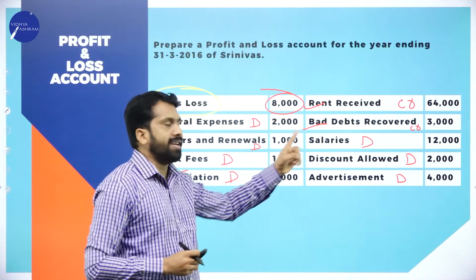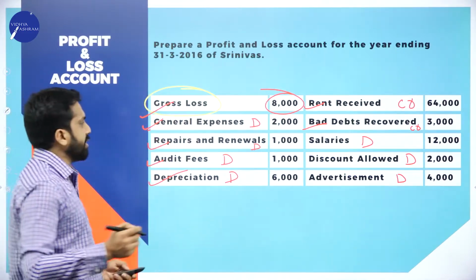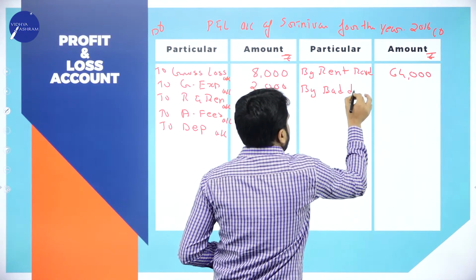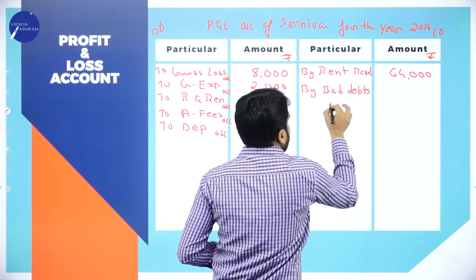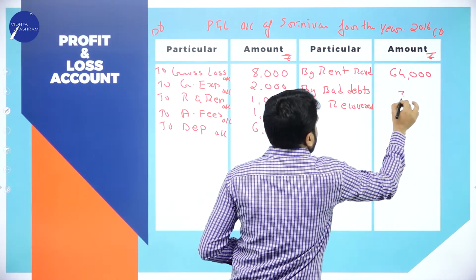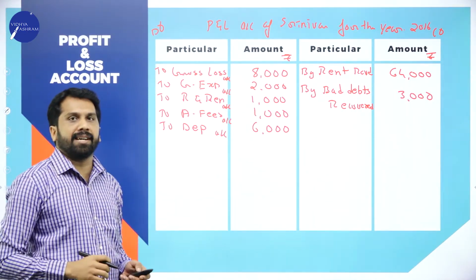So that must be income. How much did you get? That is 3,000. By bad debts recovered, it is 3,000.